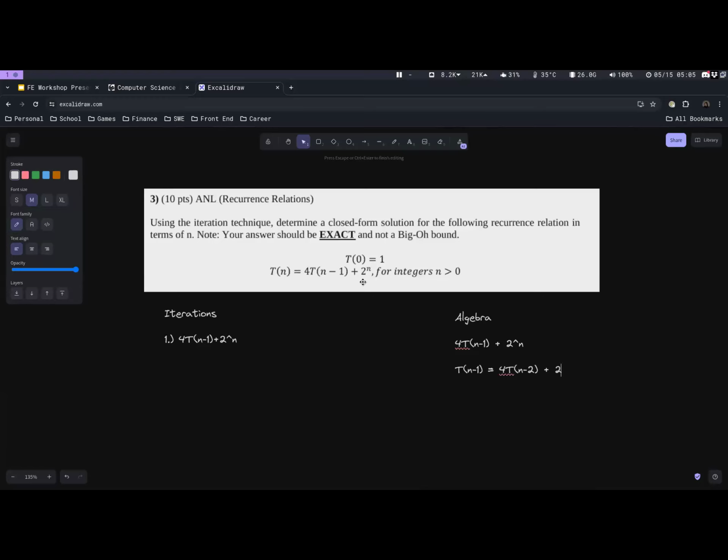So whenever there's an n term outside of t, things can get a little weird. You need to make sure that you pay attention to that, right? So we have 2 to the n minus 1. And then we can plug this entire thing back into here. So we now have 4 times 4t of n minus 2 plus 2 to the n minus 1, plus 2 to the n. Right? Does that look good? Everyone understand how I got to here?